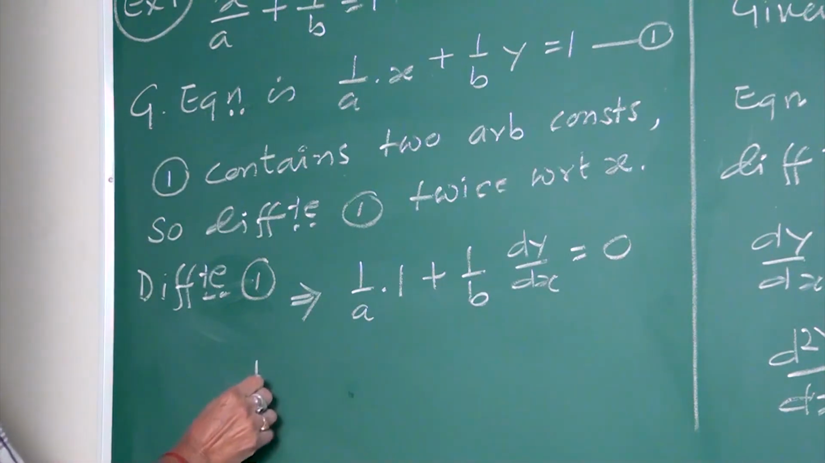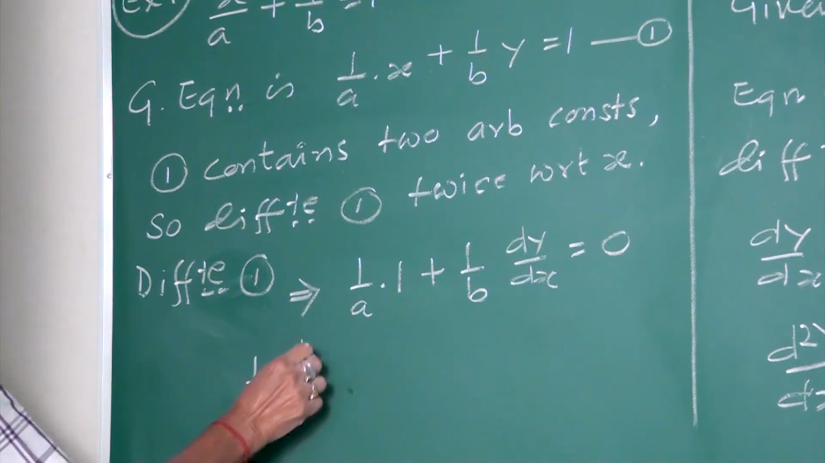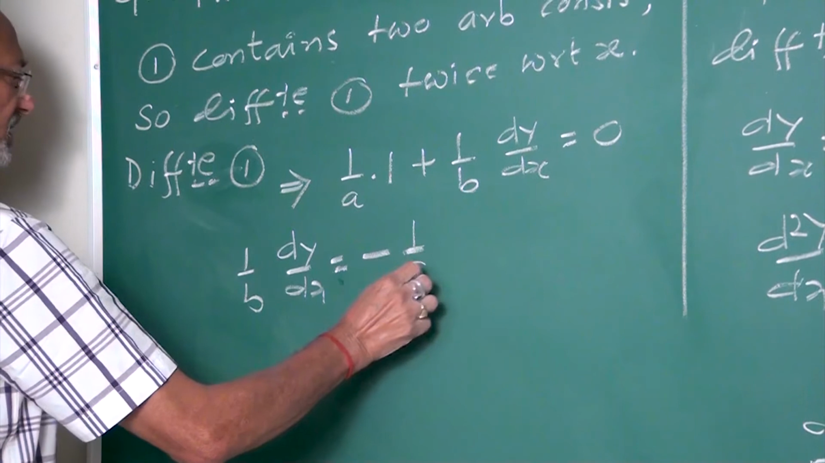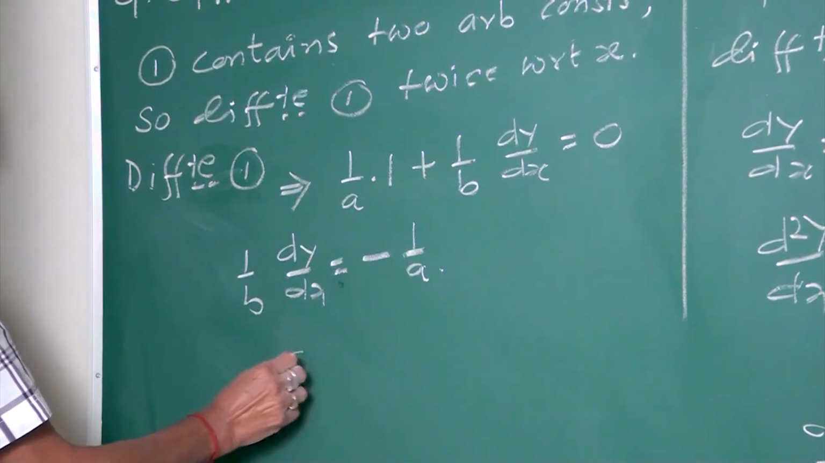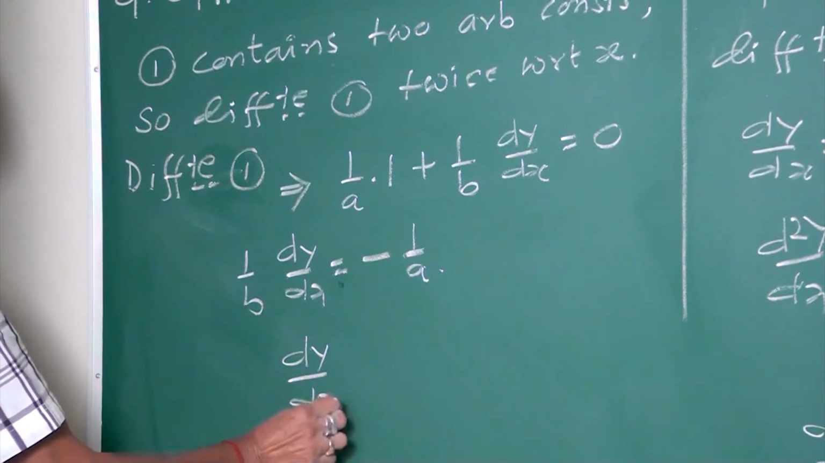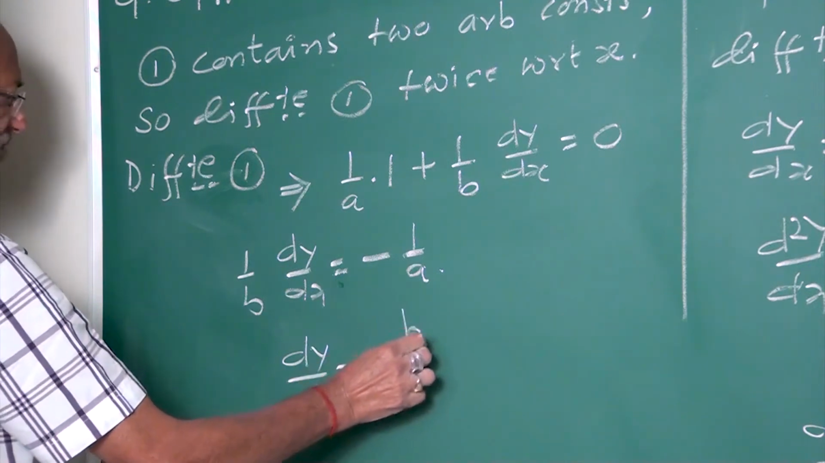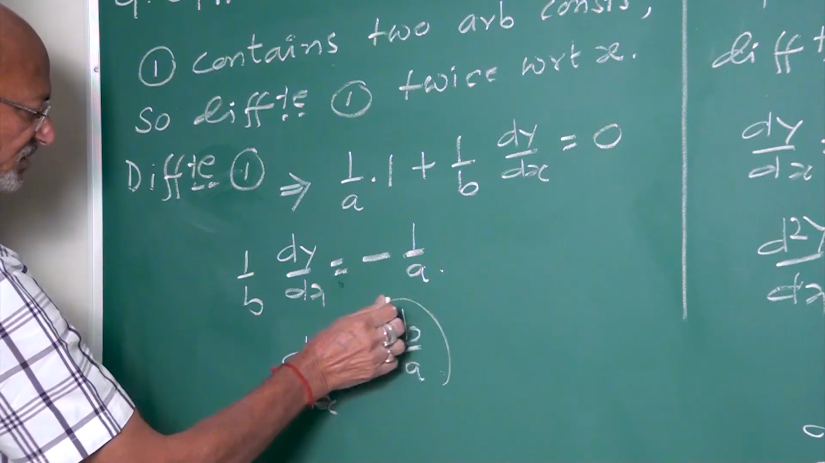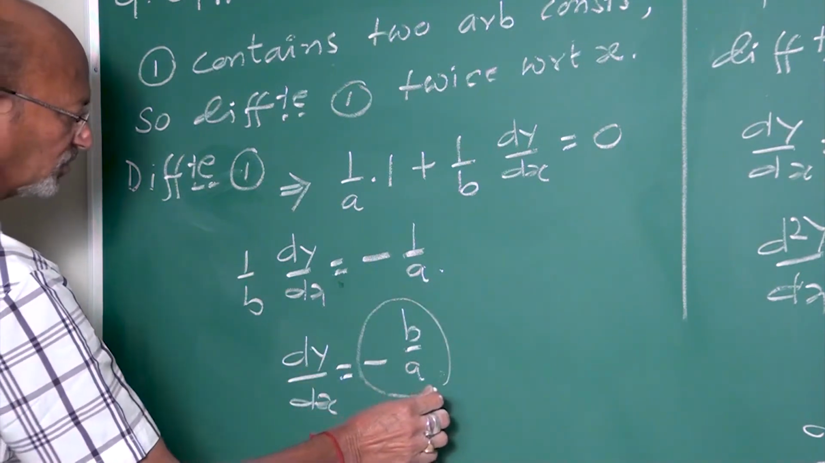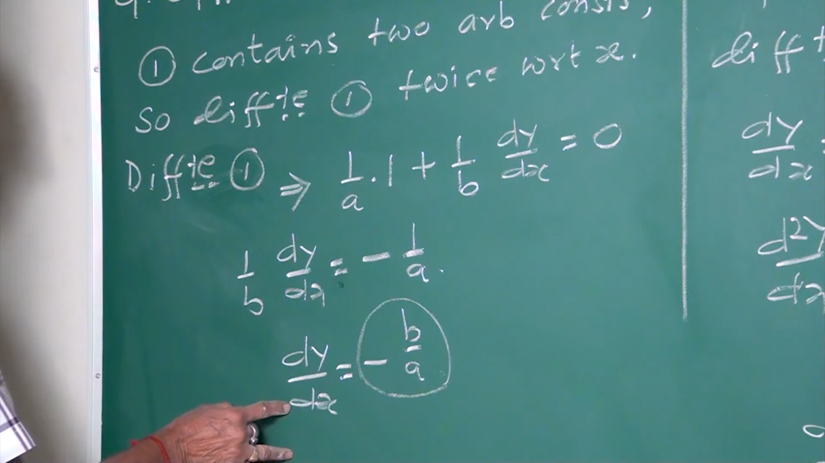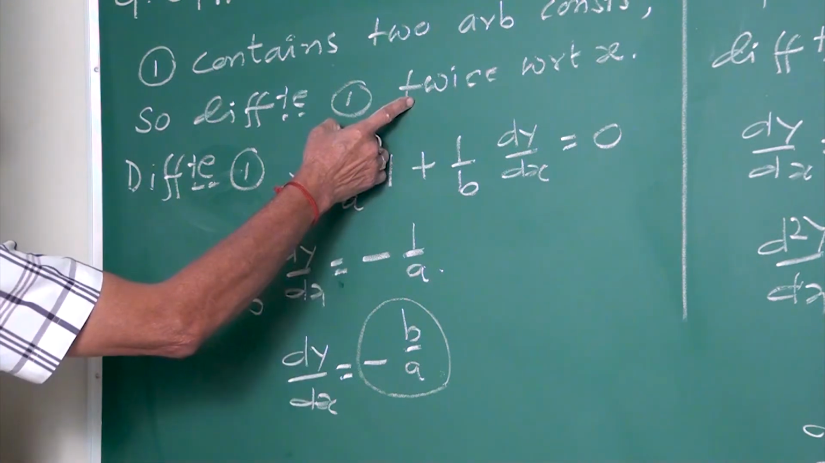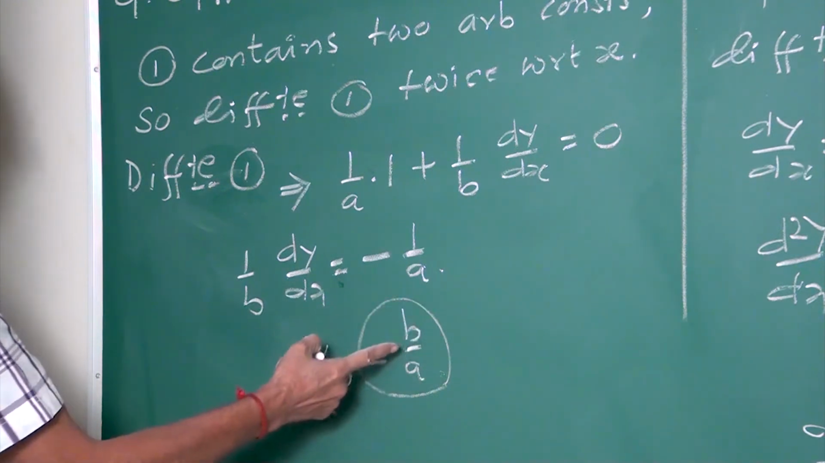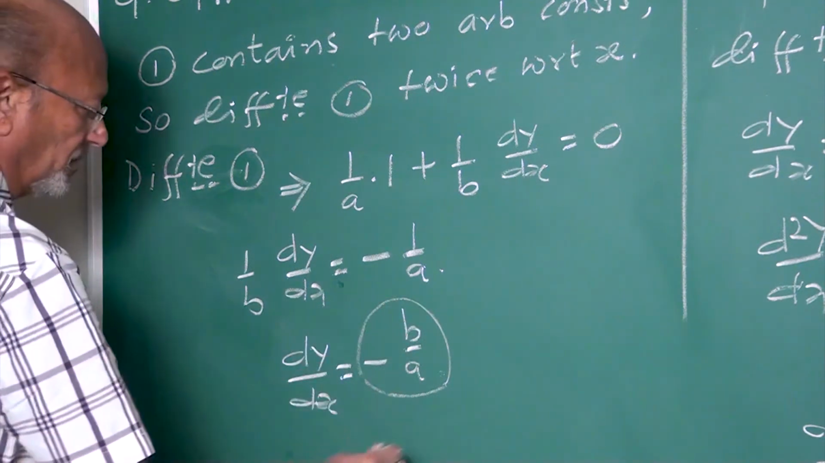Simplify it. (1/b) dy/dx is minus 1/a, shifting that side. Then dy/dx is minus b/a. In such cases, my friends, what is your RHS? Purely constant. You have to differentiate twice, so differentiate the second time for elimination of arbitrary constants.